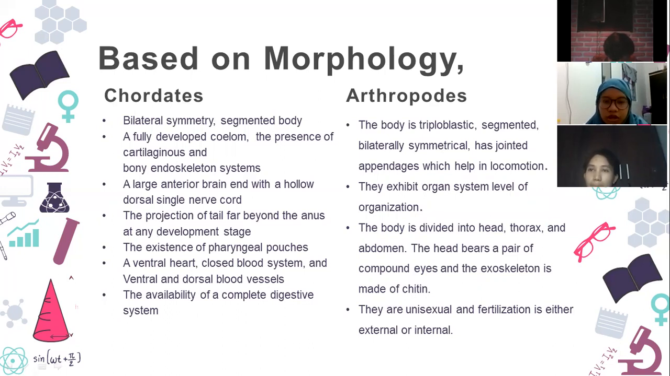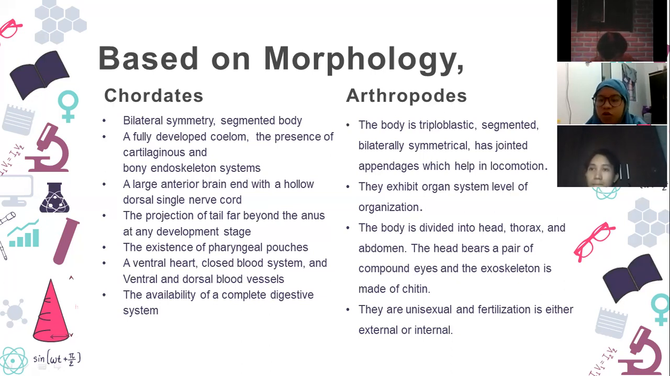the anus at any development stage, the existence of pharyngeal pouches, a ventral heart, a closed blood system, and ventral and dorsal blood vessels that they have. And then they have a complete digestive system, which is what we have inside of us.